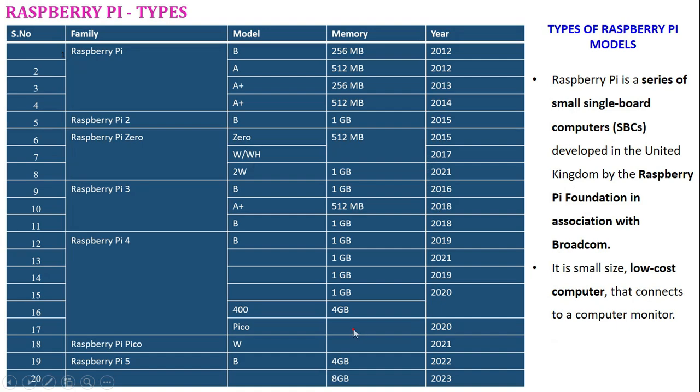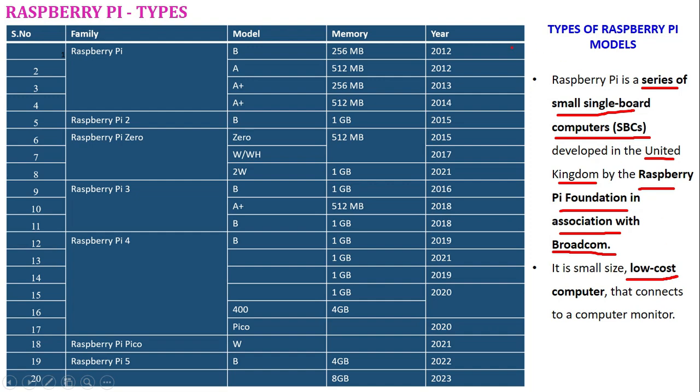So a Raspberry Pi is a series of small single board computers. It can act as a standalone computer. It was developed in the United Kingdom by the Raspberry Pi Foundation in association with Broadcom. Broadcom is a company which manufactured the processor IC for this Raspberry Pi module. It's a small size, low cost computer that can connect to a computer monitor and we can use it for processing. So there are different variants of Raspberry Pi modules.